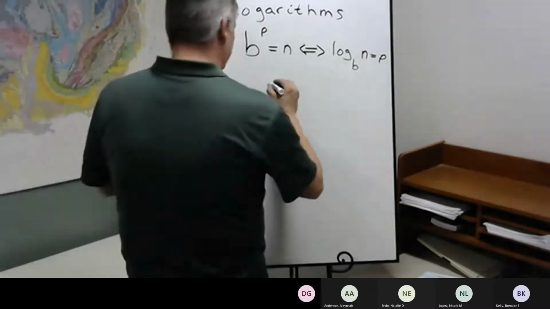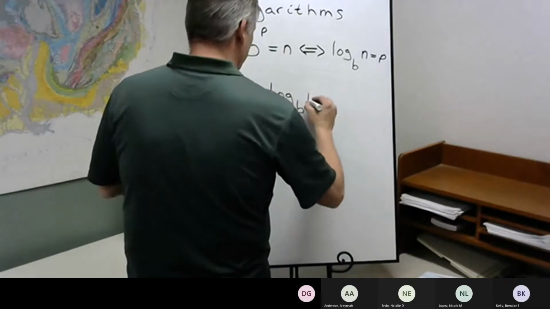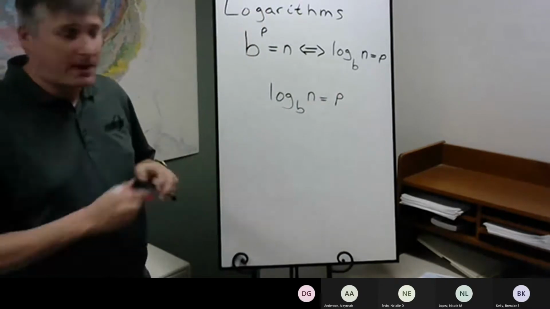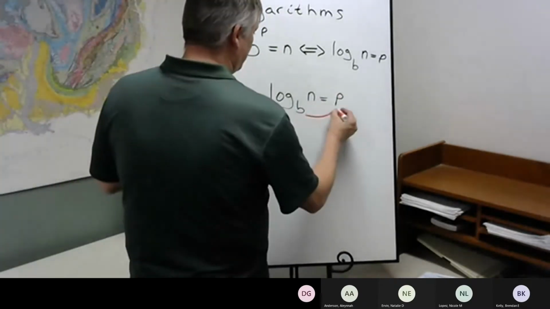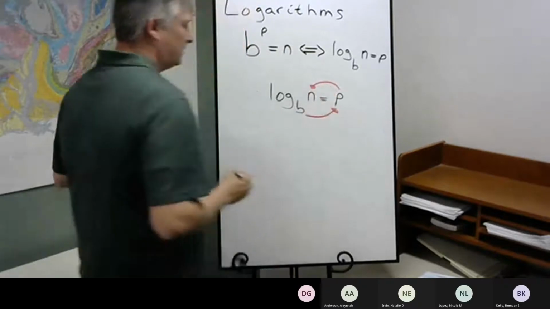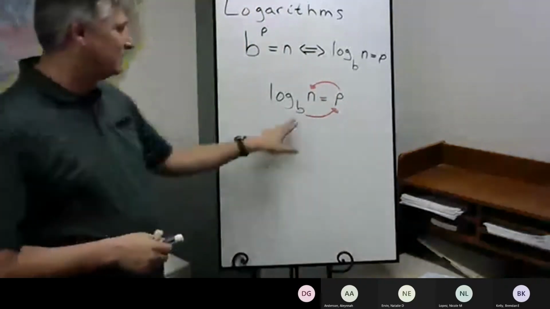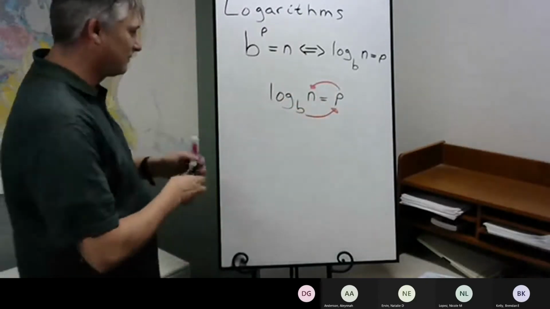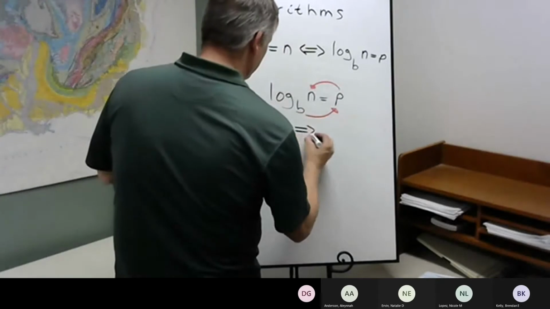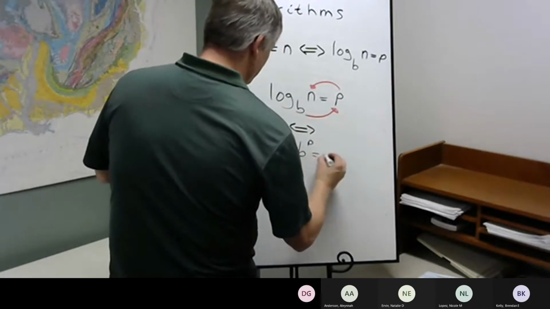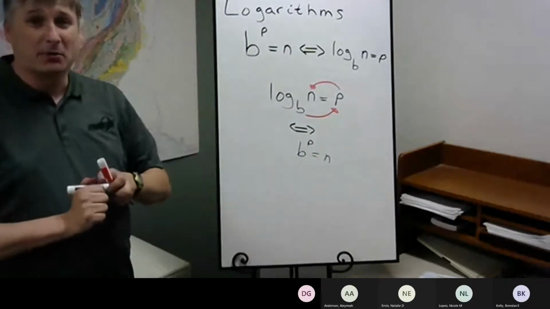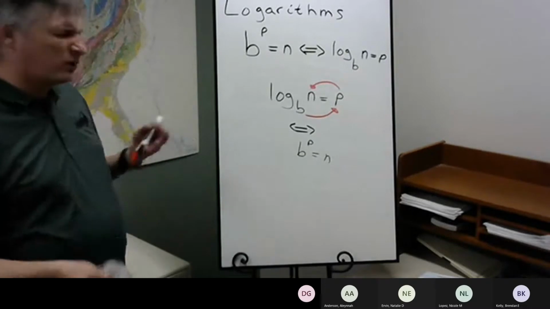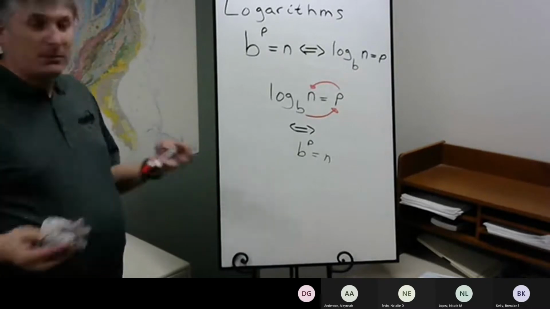Another way you can think of it, if you start with a logarithm and you want to get the exponent back, b to the p is equal to n. So if you go counterclockwise, base to the power equals the number. And that's how you can retrieve your exponent, or your exponential expression, or exponential form. So let's just do a few examples.